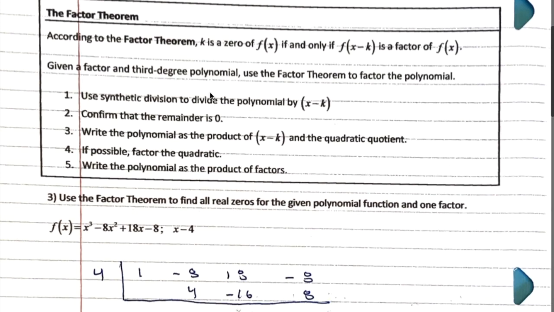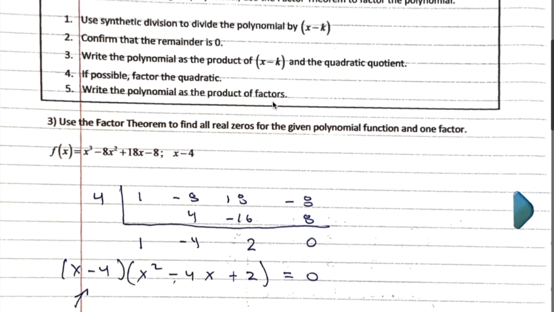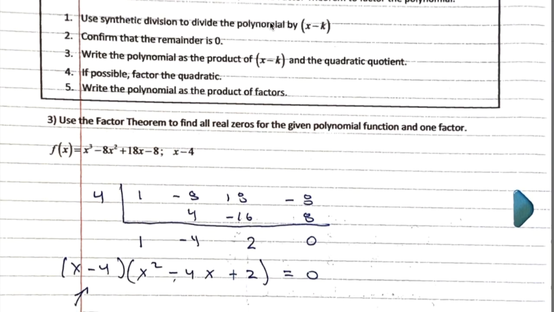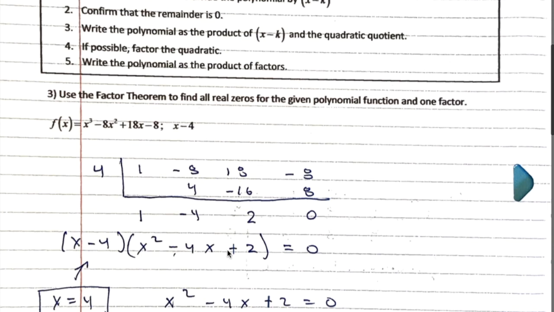And what we can do with it is a little bit more interesting. Given a factor of a third degree polynomial, we can factor the rest of the polynomial. So our steps are going to be, we're going to use synthetic division to divide the polynomial, and then confirm the remainder is 0, and then we will write the polynomial as a product of the factor and the piece that I just got. You can kind of see what I'm doing down there. And then if possible, factor the quadratic. If not, then we're going to probably use the quadratic formula or completing the square.